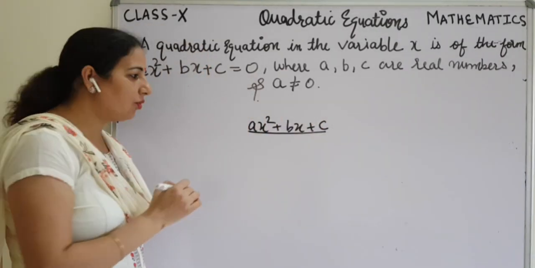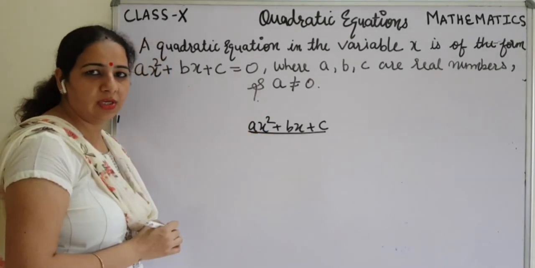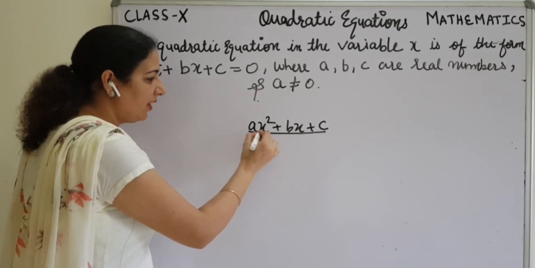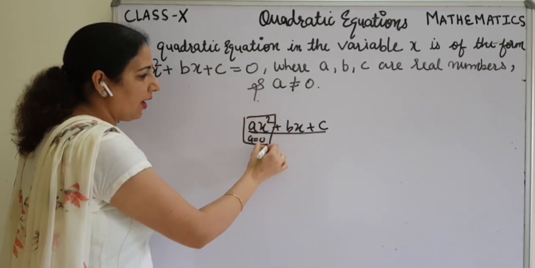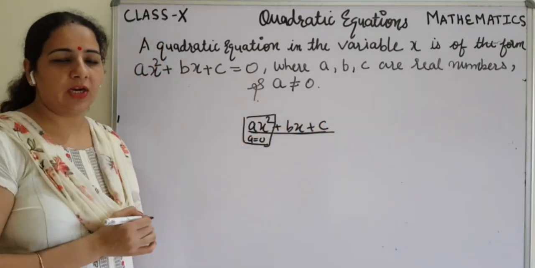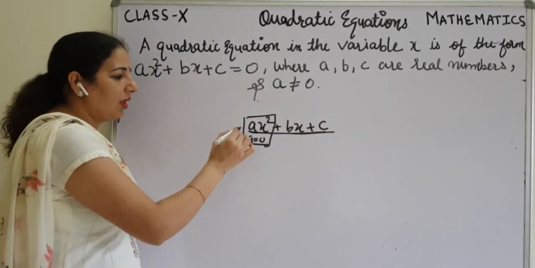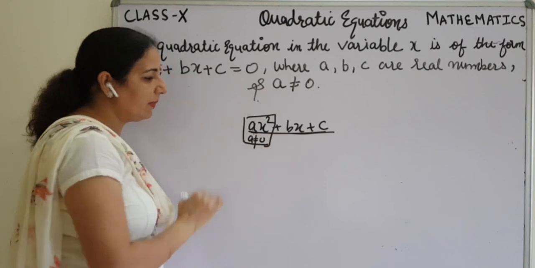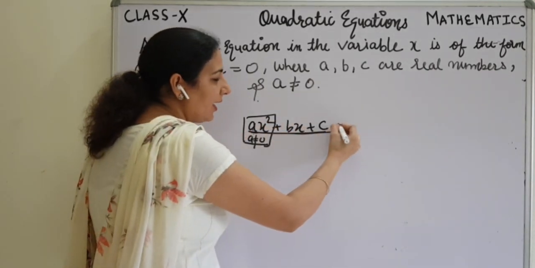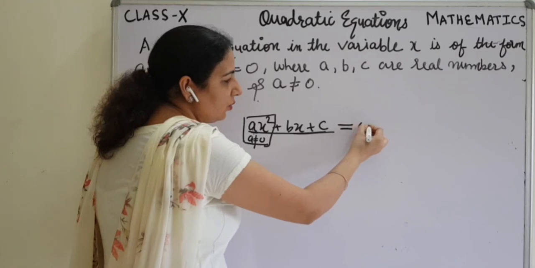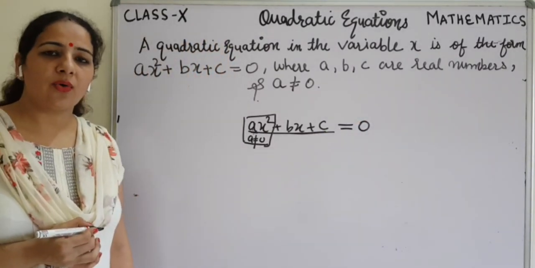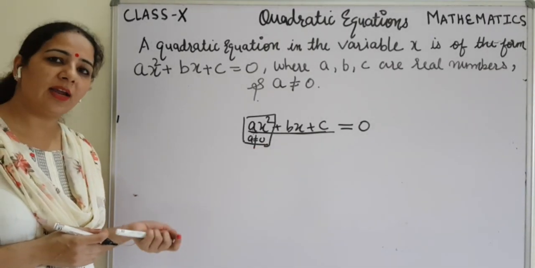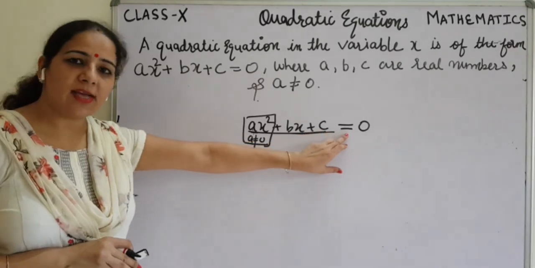And what was the condition on this? That a should not be equal to 0. What happens if a is 0? If a is 0, then this term will vanish, and the quadratic will become linear. So the main condition is a should not be equal to 0. And this quadratic equation, if we write equal to 0, then it will reduce to a quadratic polynomial. So the difference between the quadratic equation and quadratic polynomial is the equality sign only.